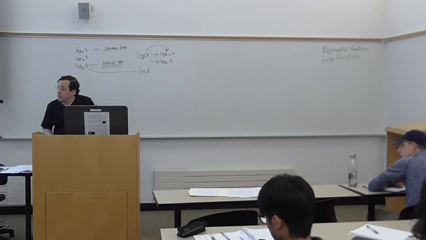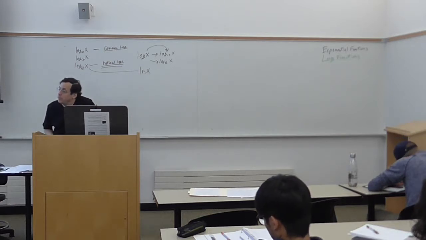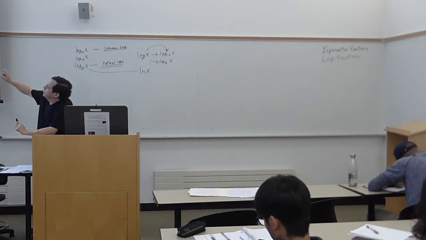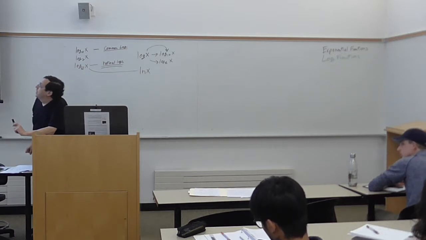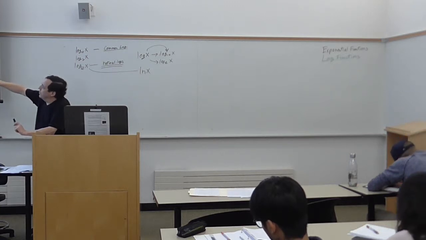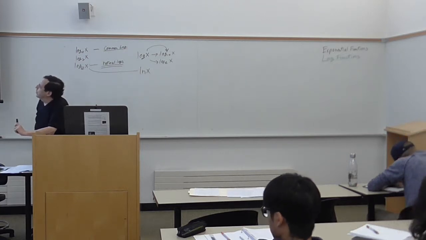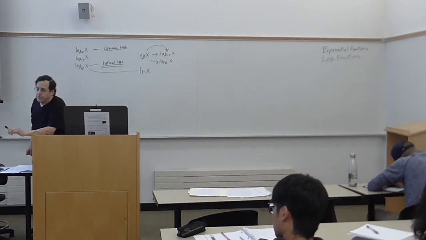So what was the domain and range of each function? The domain of the exponential function is all real numbers. And its range is y greater than 0. The log function is just the reverse. Its domain is x greater than 0, and its range is all real numbers.